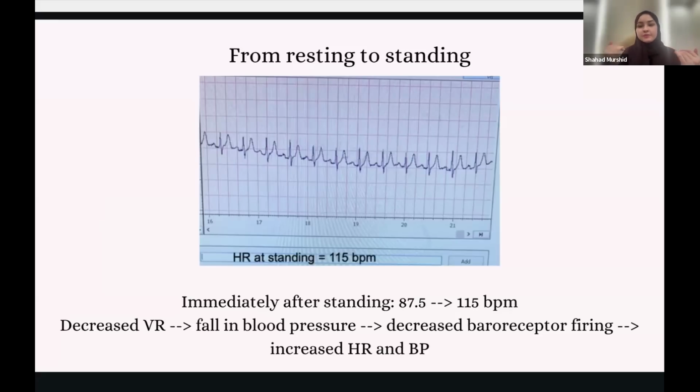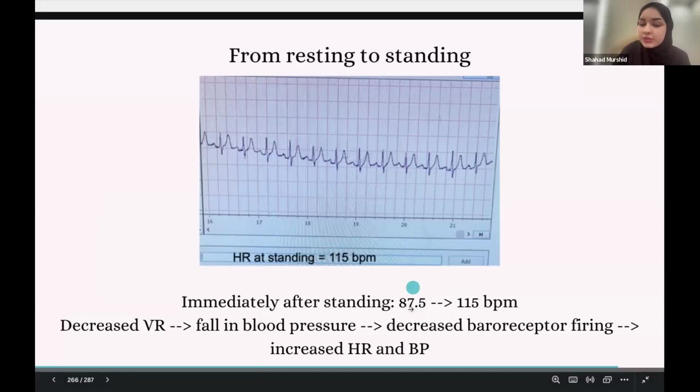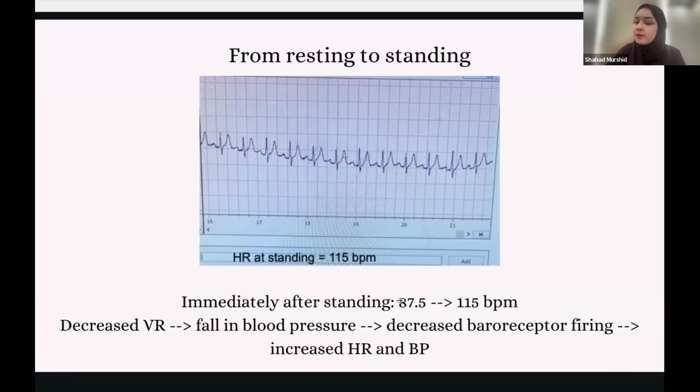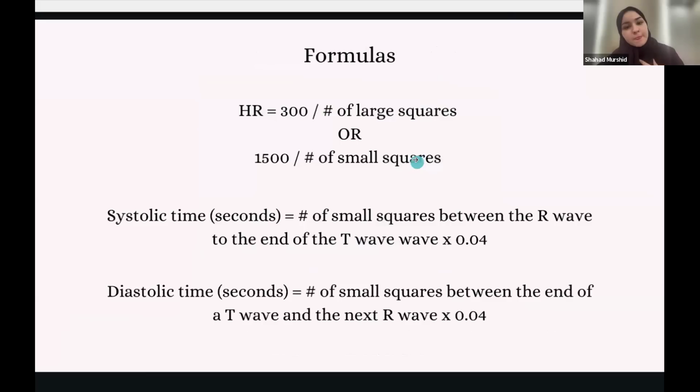Because your blood pressure decreased, your heart rate is going to increase. That's why from resting to standing, you'll see your heart rate increase from about 87 to maybe 115. Only initially, and then it'll go back to normal. But initially, you'll see an increased heart rate.